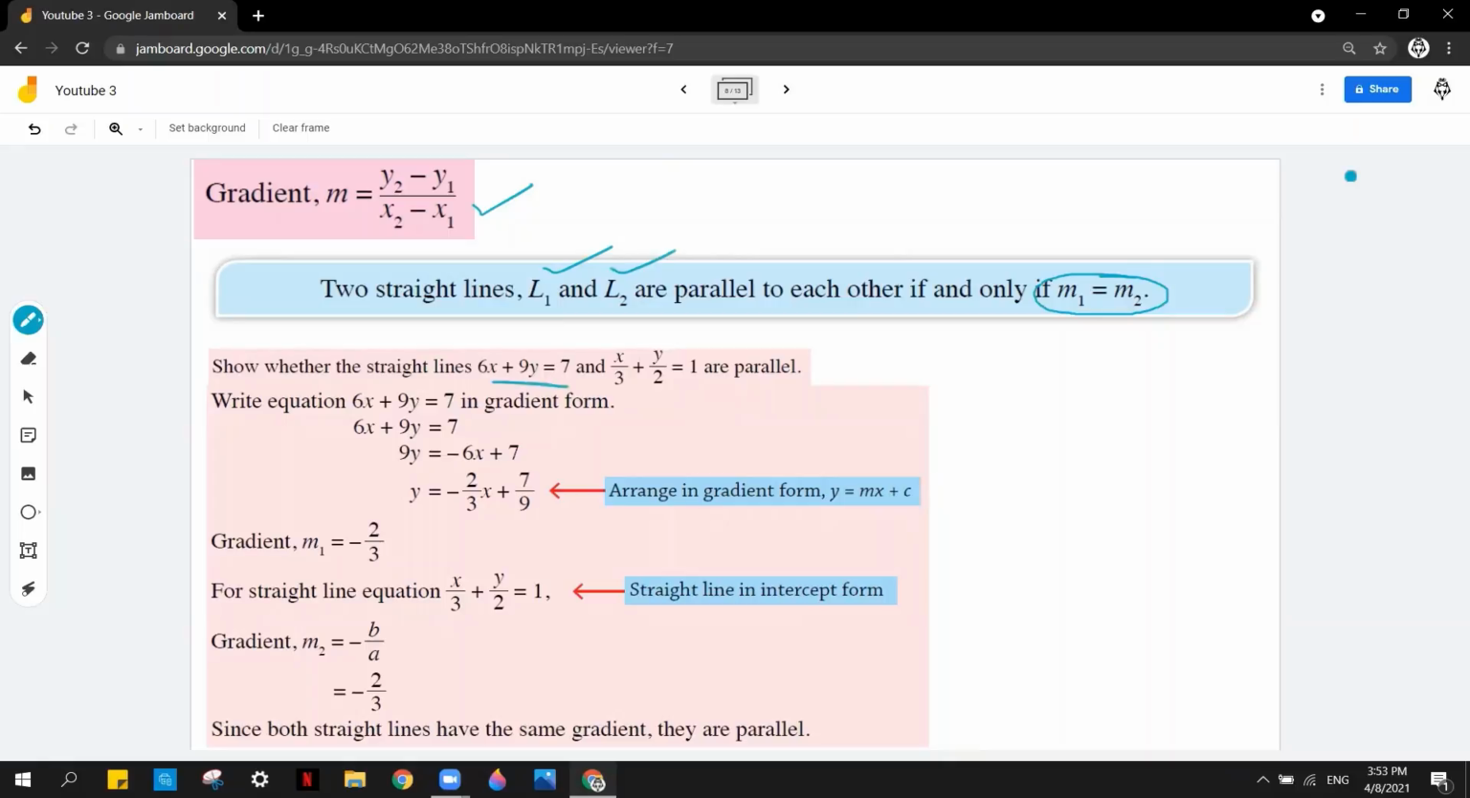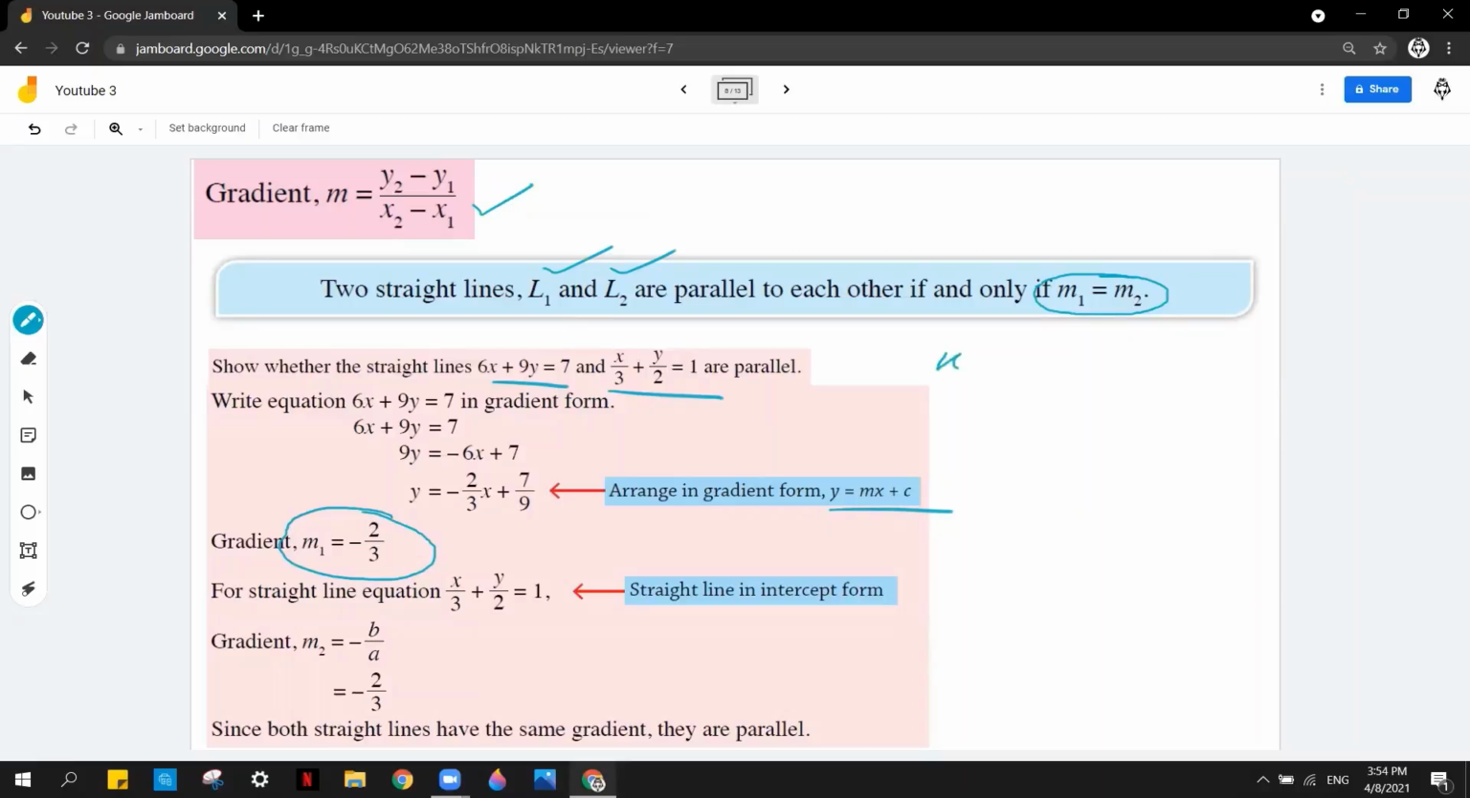So you have two different equations. First of all, make them into the y equals mx plus c form, and you notice our first gradient here is -2/3. Now let's look at the second equation. This is in intercept form. So how do you convert an intercept form to a linear equation, or gradient form?